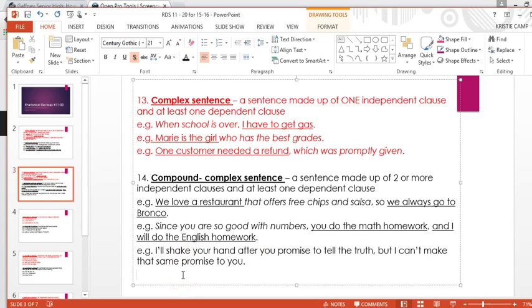I'll shake your hand after you promise to tell the truth, but I can't make that same promise to you. "I'll shake your hand" is a complete sentence. That's your independent clause. "After you promise to tell the truth" is your dependent clause. You've got a subject, you, and a verb, promise, but it can't stand alone because of that "after." Comma and conjunction, FANBOYS. "I can't make that same promise to you" is a complete sentence too. So there's your independent clause.